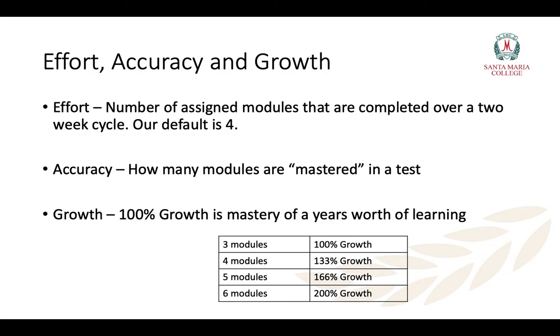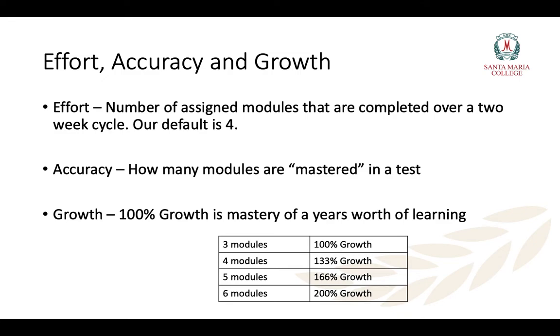Or they might leave it for a couple of cycles, but within that year, they get to go back and have another go at that key mathematical concept. They don't ever move on from a key mathematical concept without being given more opportunities, a second or third try to master that. Their growth, 100% growth is mastery of a year's worth of learning.